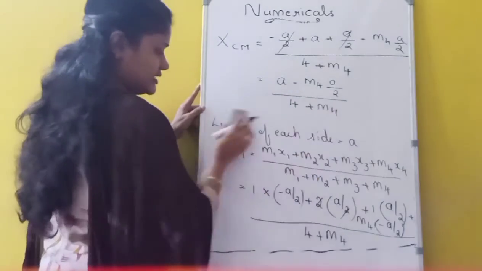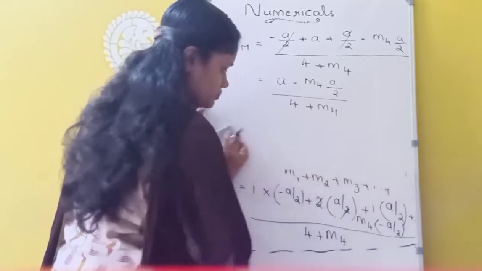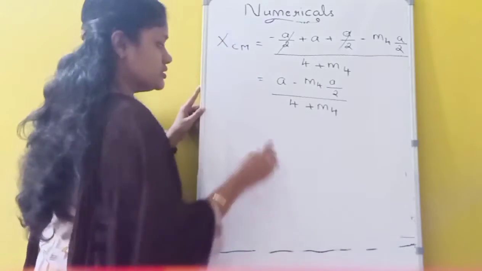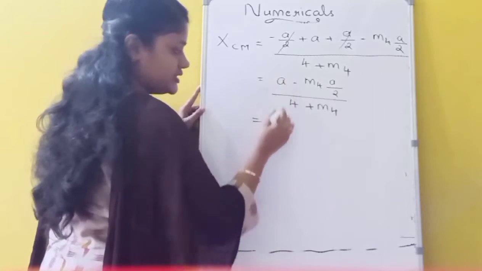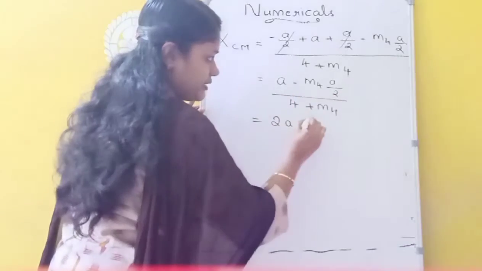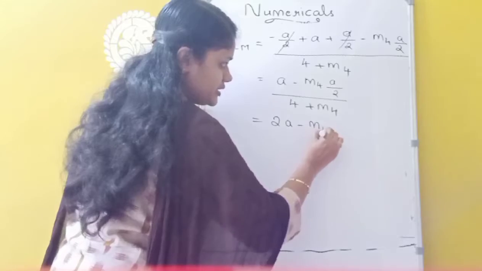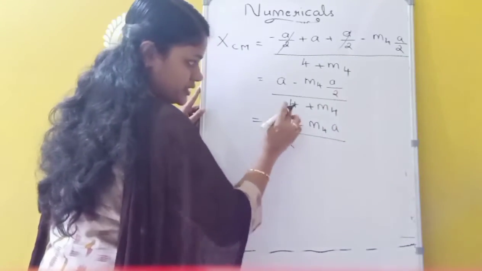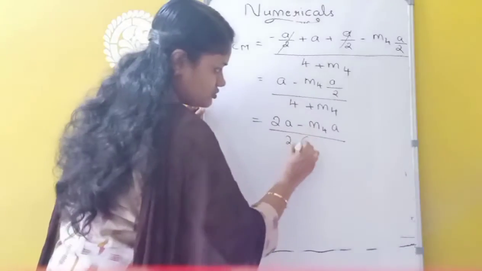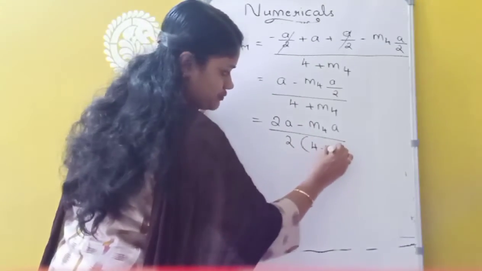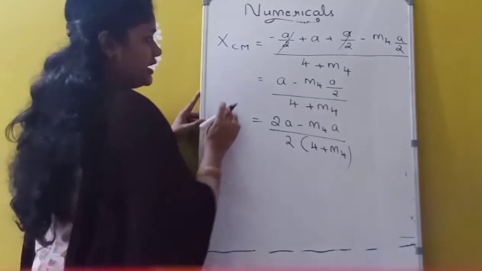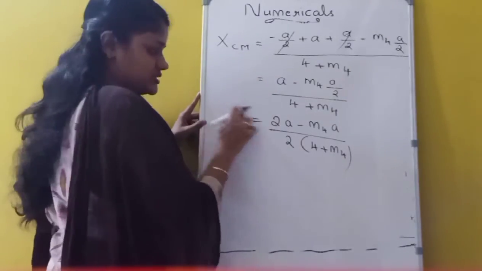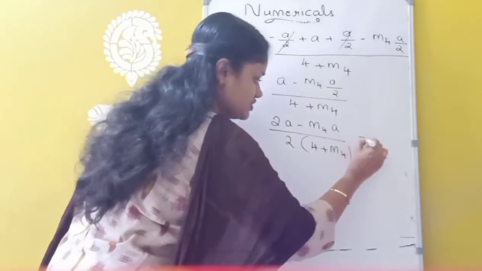Okay. We are taking LCM. The numerator 2 is taken as LCM, so you can multiply there. So I will be writing, multiplying the 2 here. So 2A minus M4A, the whole divided by, this 2 will be coming, the 2 into what is here the denominator? 4 plus M4. Okay. And this is equivalent to which one? This XCM is taken as 0 because it is at the origin.